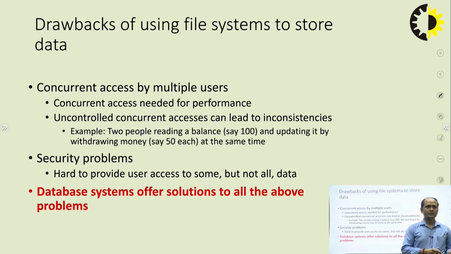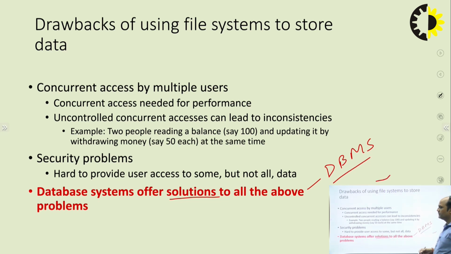So because of some drawbacks in the file system, DBMS comes into the picture. Nowadays we use DBMS. We cannot use the file system because it has so many drawbacks. The database system offers a solution to all our problems, and that is called DBMS. We have discussed what problems occur in the file system, and then we introduced the DBMS.